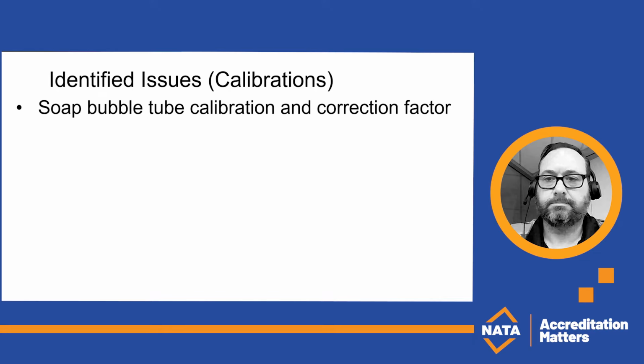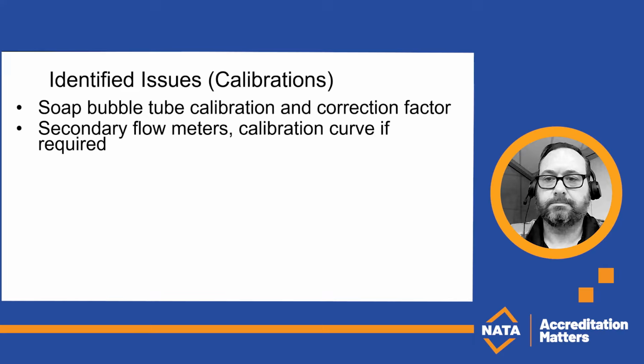Obviously, our MU tells us that no measurements are absolute. So what is that uncertainty and how do we apply that when we're calculating the performance of our secondary flow meters? And if a calibration curve is required, is it accurate? And is it being used in the field by the consultants?